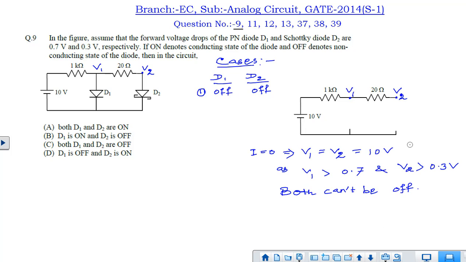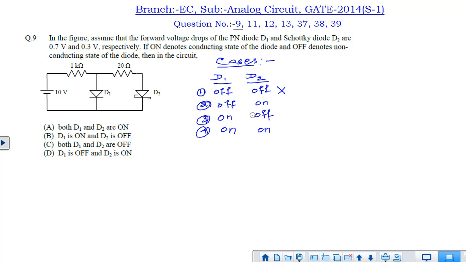So V1 and V2 are 10 volt, but V1 is greater than 0.7 volt and V2 is greater than 0.3 volt, which means that this supply voltage, that is 10 volt, can make D1 and D2 on. So our assumption that both the diodes are off is not true. So this cannot be the case. Let us go to the second case.